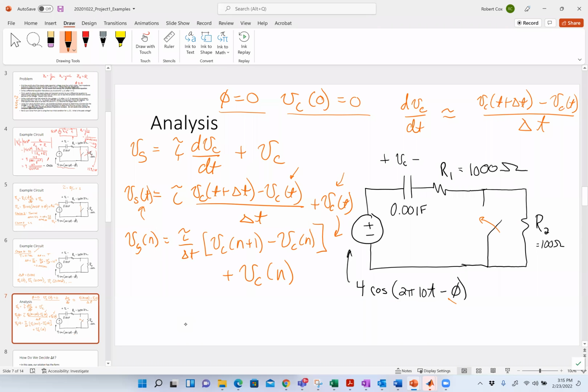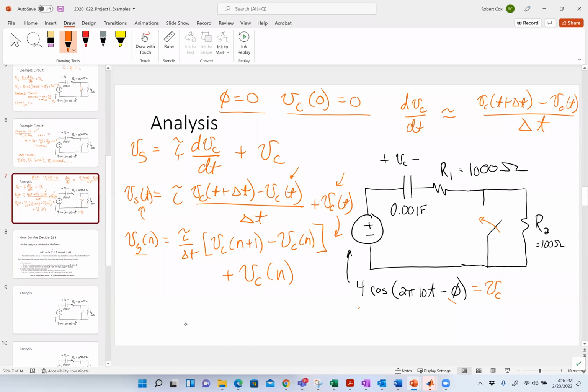The way I wrote this, I have an algebraic expression here. I know what this is. V sub s is this guy. So I just keep plugging in t values, and I can solve for what V sub c of n is. At time t equal to 0, I know the capacitor voltage. I know the voltage of the source, so I can solve for the value one step ahead.